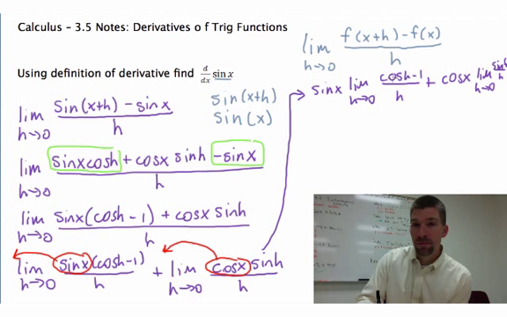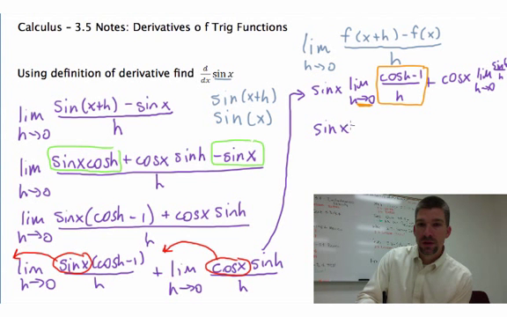We can actually look now at some limit rules on your calculator. If you graph cosine of h minus 1 over h and look at what's happening as h approaches 0, the function actually has a limit of 0. So this will be sine x times 0 plus.